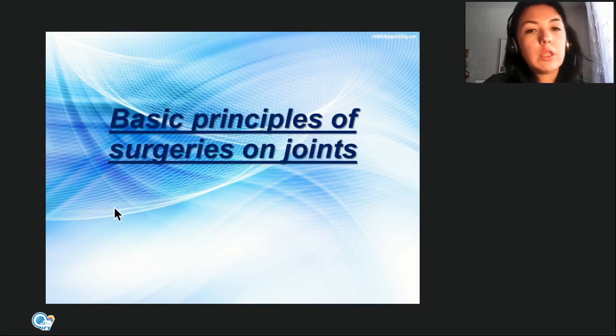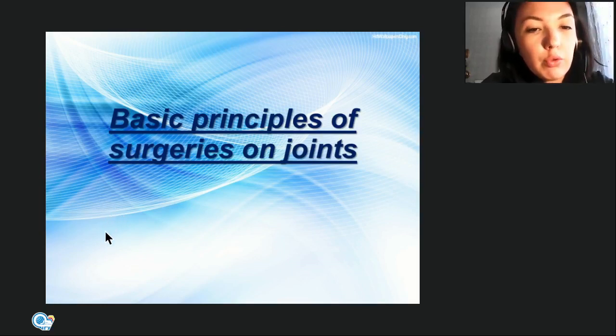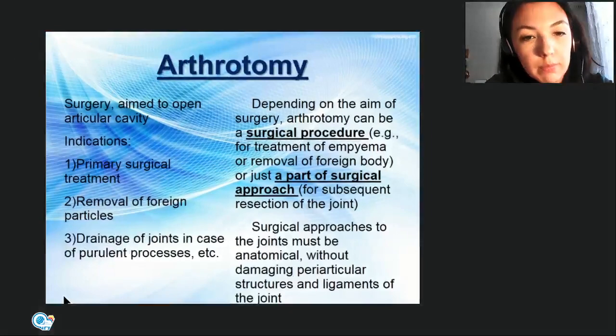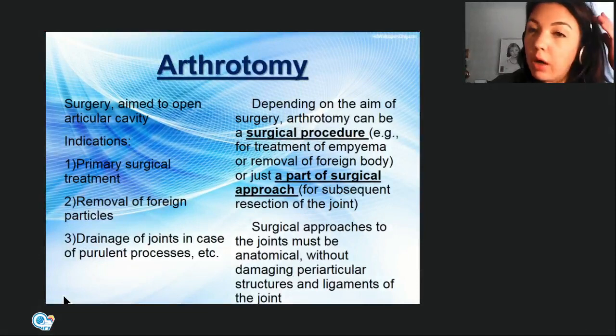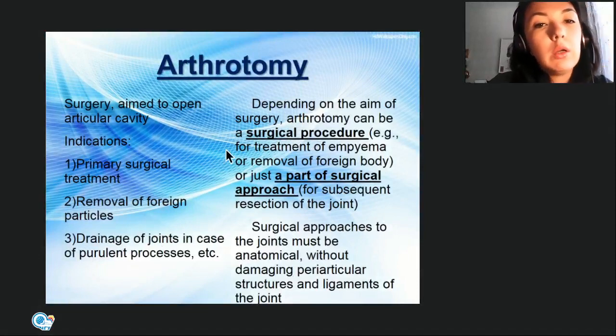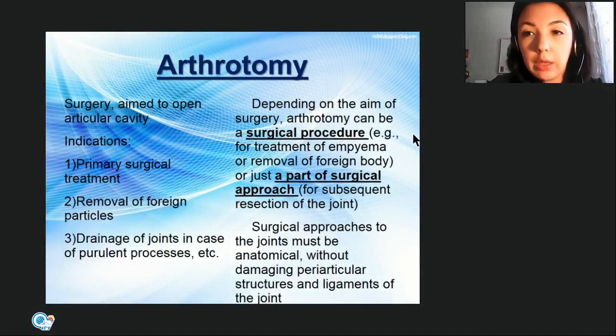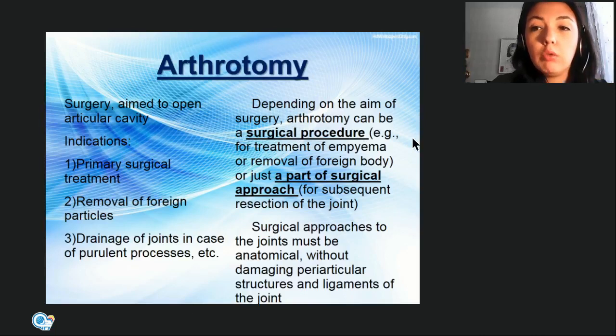So we also have to discuss today basic principles of surgeries on joints. So again, as always, there is arthrotomy. It is surgery aimed to open the articular cavity. And so indications: it is primary surgical treatment in case of any wound, or removal of foreign particles if they are present, drainage of joints in case of purulent processes.